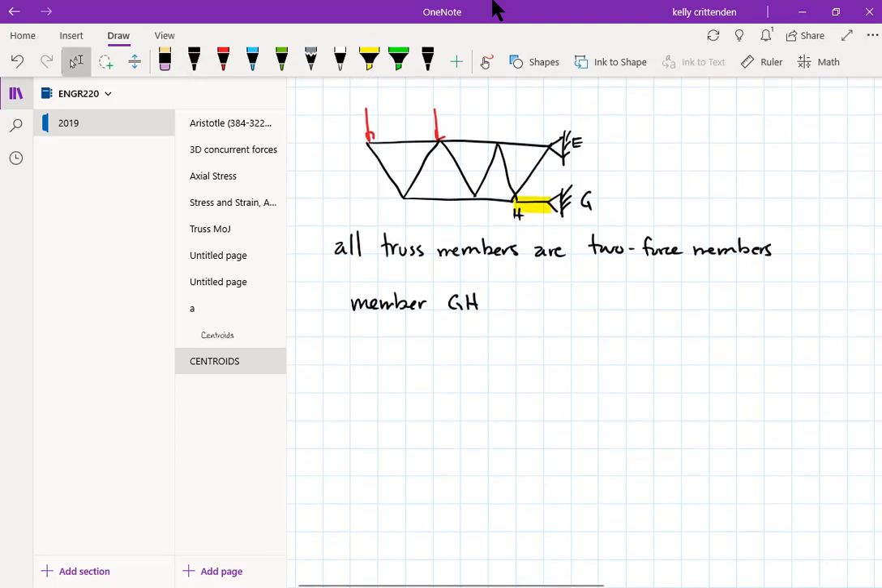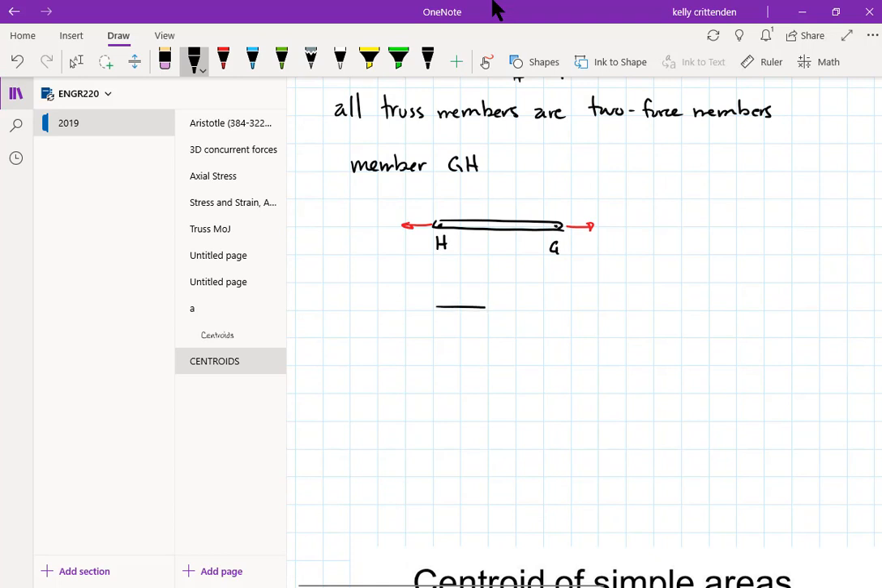So there's a pin at G, but if I look at member GH, its free body diagram, if I draw the actual member, there's G, there's H. It either has to look like this, well, I want that to be red. It's in tension, or it looks like this. And it's in compression, so the force is this way.